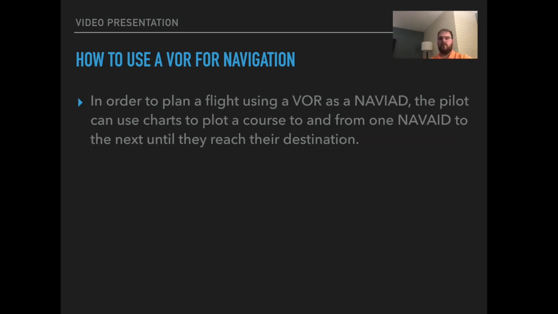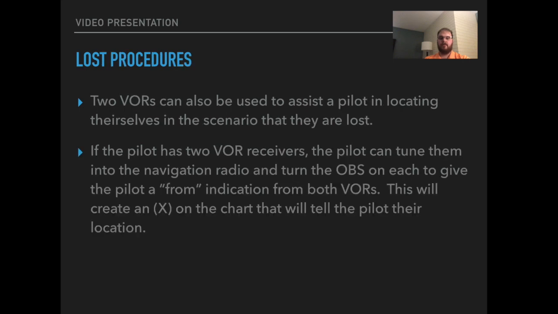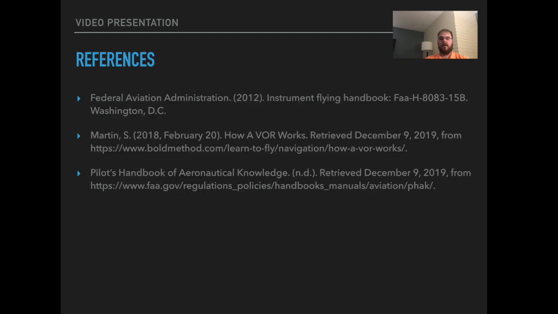In order to plan a flight using a VOR as a nav aid, the pilot can use charts to plot a course to and from one nav aid to the next until they reach their destination. Two VORs can also be used to assist the pilot in locating themselves in the scenario that they are lost. If the pilot has two VOR receivers, the pilot can tune them into the navigational radio and turn the OBS on each to give them a from indication on both VORs. This will create an X on the chart that will tell the pilot their location.